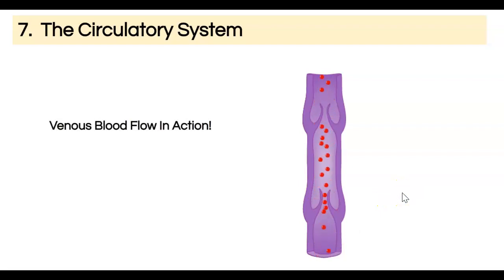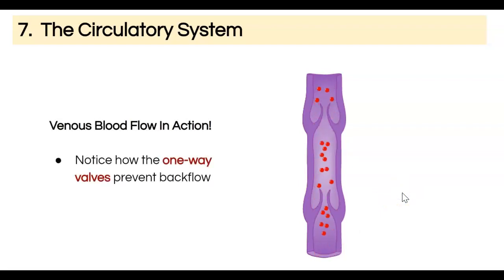So here we see some venous blood flow in action, but those one-way valves help to prevent that blood from pooling and help to get it back to the heart and then to the lungs for reoxygenation.